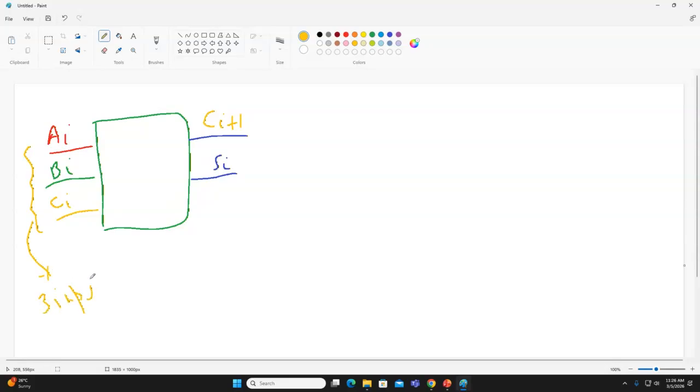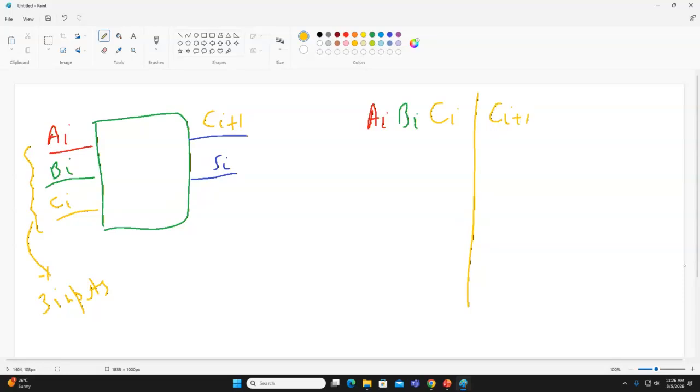Three inputs. So how many entries in the truth table? 8. AI, and then we have BI. And please look at the color coding. I'm using a lot of color coding. So now we have this BI, the second input, and then we have the CI. So you can see here, this is my CI. And then we have the sum. Okay, then we have CI plus 1.